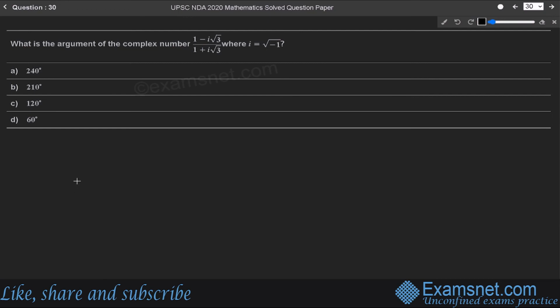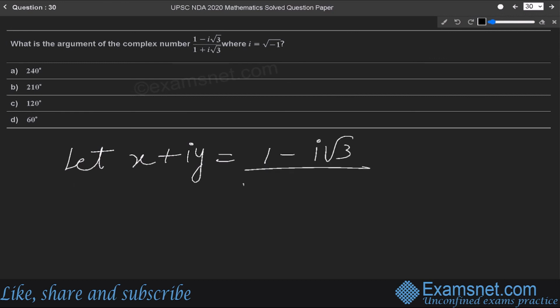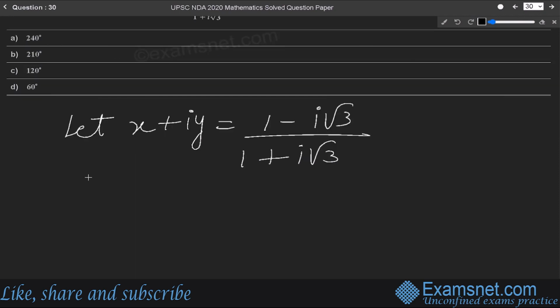Next question is, what is the argument of the complex number (1 minus i root 3) upon (1 plus i root 3), where i is equal to under root minus 1? This is a question from complex numbers. It is a different question. So let x plus iy be equal to the given complex number, which is (1 minus i root 3) upon (1 plus i root 3). Now rationalizing it, multiply by (1 minus i root 3) upon (1 minus i root 3).